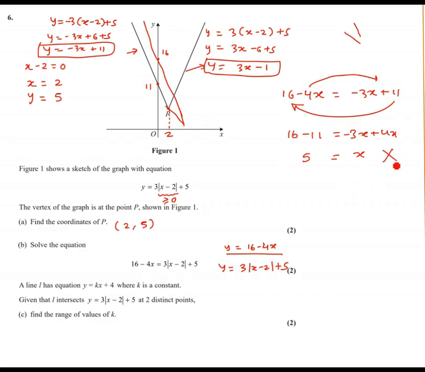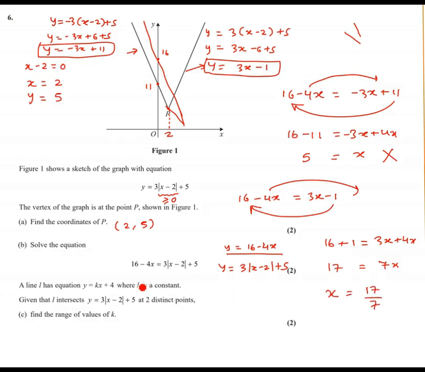Okay. Now let's solve the other one. So you have 3x minus 1 equals 16 minus 4x. So this will give you, take the minus 4x to the right, bring the minus 1 to the left. So it becomes 16 plus 1 equals 3x plus 4x. So this is 7x equals 17. That means x equals 17 over 7. So the only solution for this equation will be x equals 17 over 7.